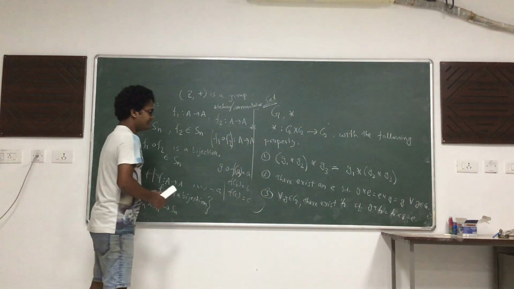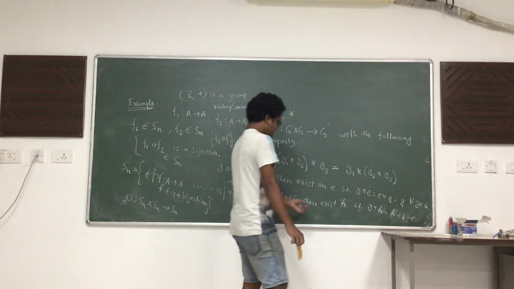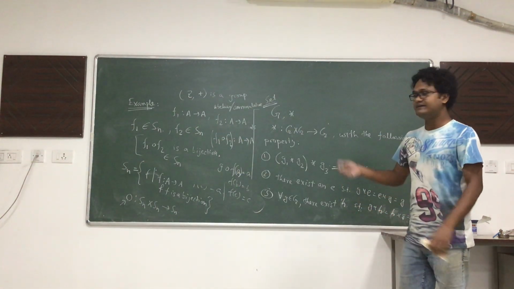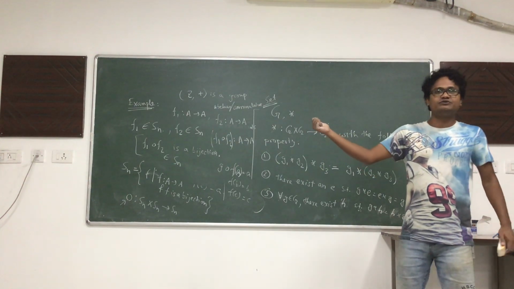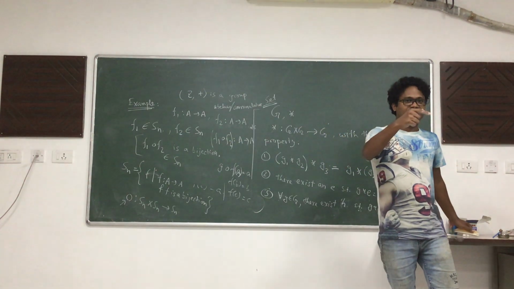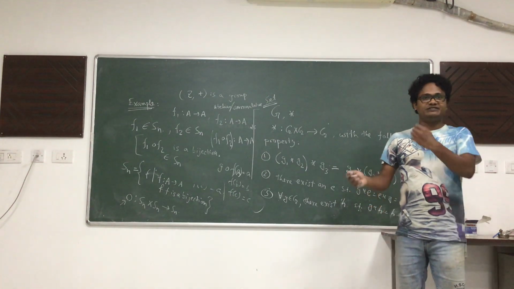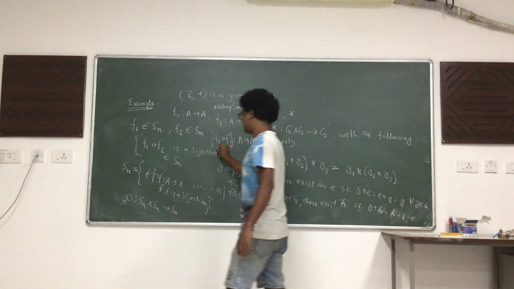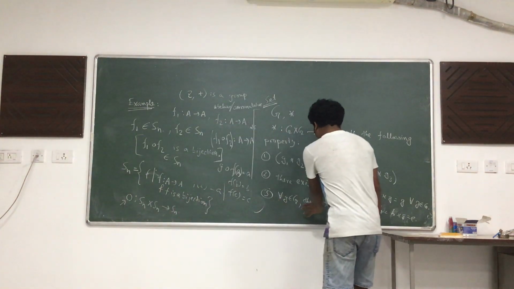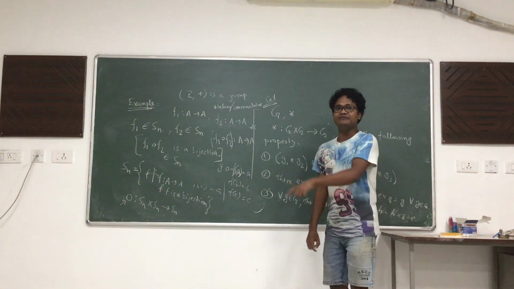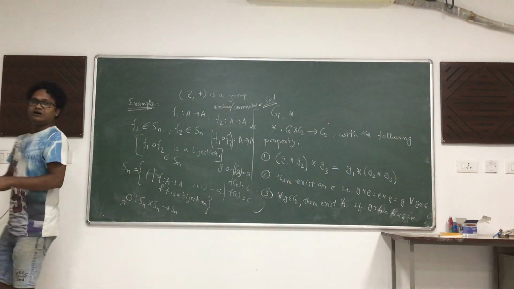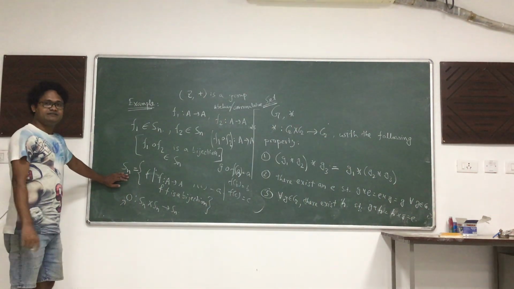Identity mapping means the mapping which sends every element to itself. And is there any kind of inverse? The answer is yes, because by the definition of bijection, we always have an inverse, the function which sends the image to its pre-image. That's why we chose this bijection mapping, so that the existence of inverse is guaranteed.